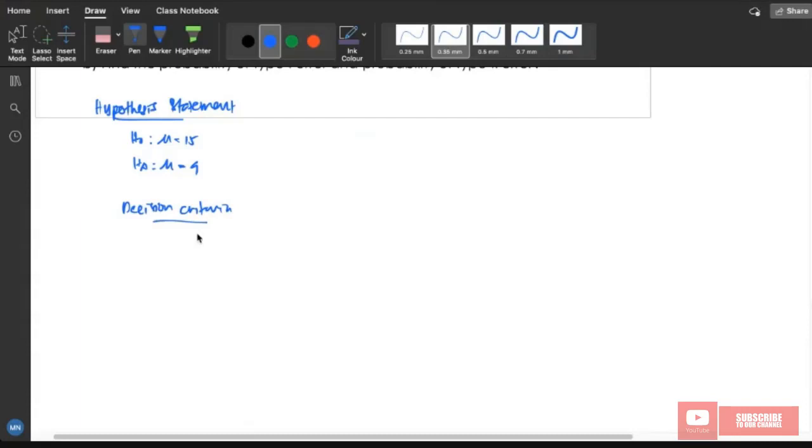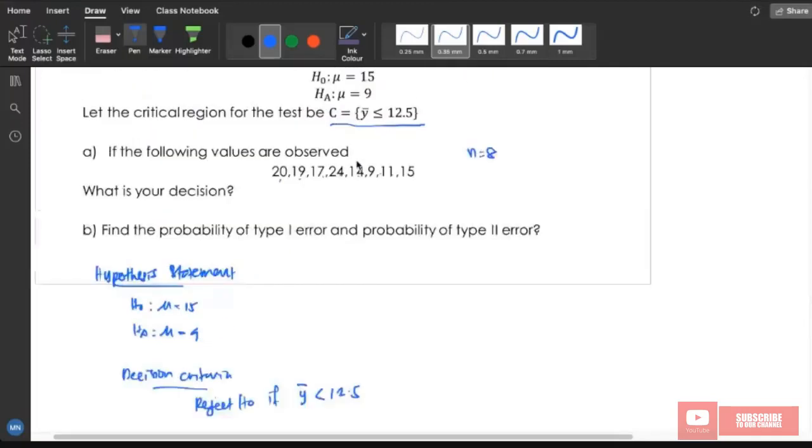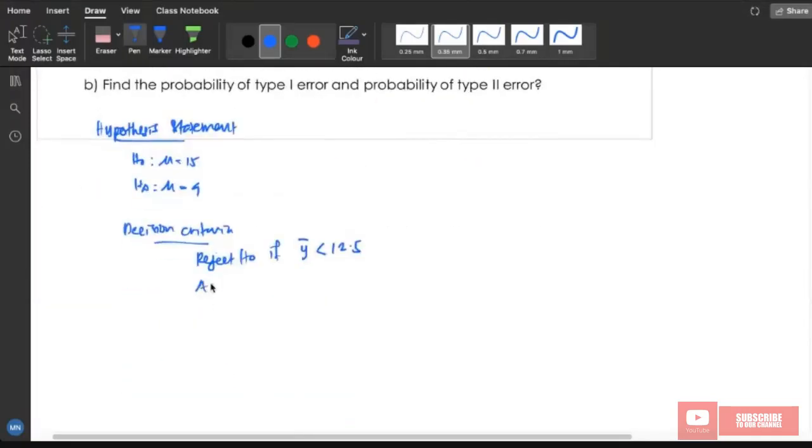We're going to reject the null hypothesis if y bar is less than 12.5, right? We're going to accept the null hypothesis if y bar is more than 12.5.